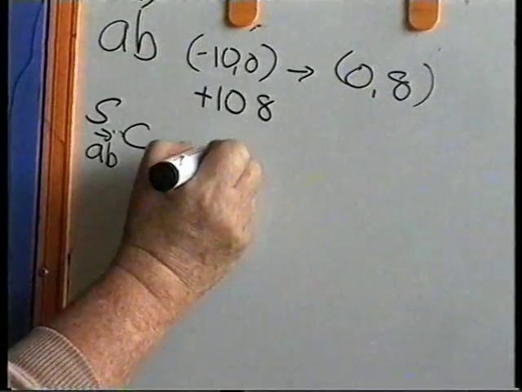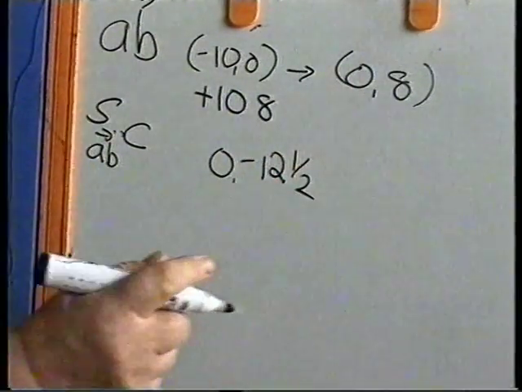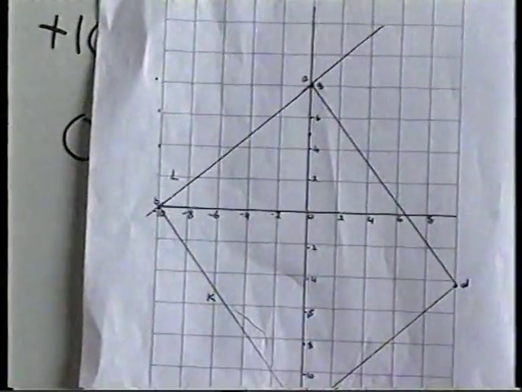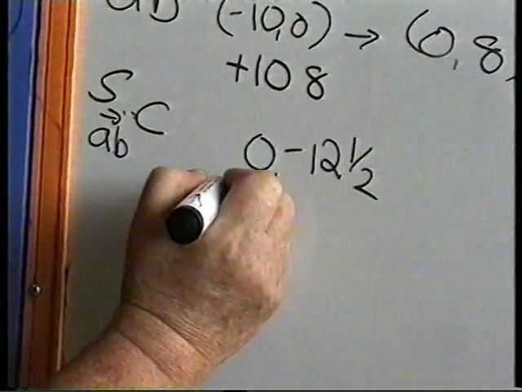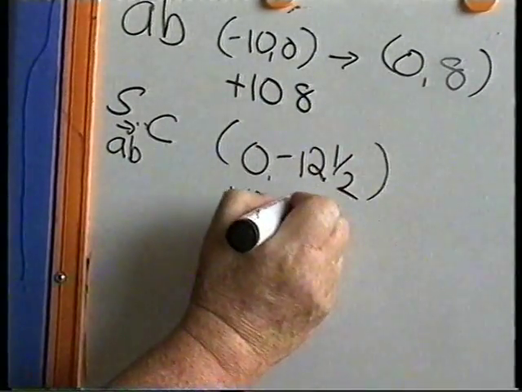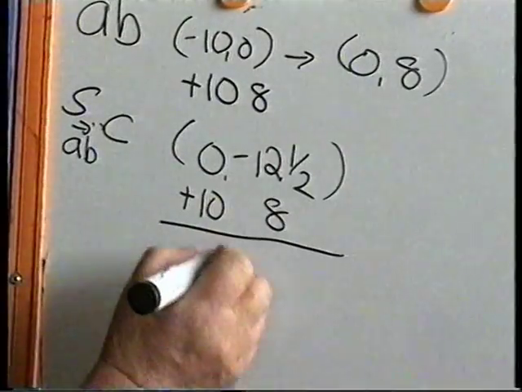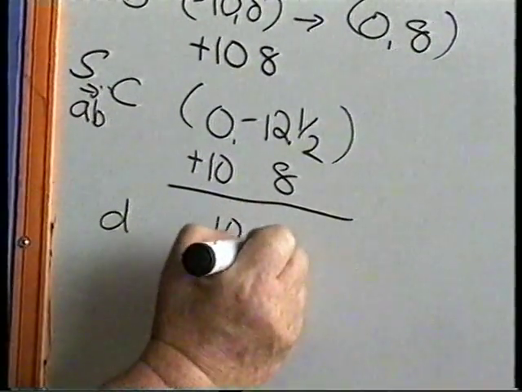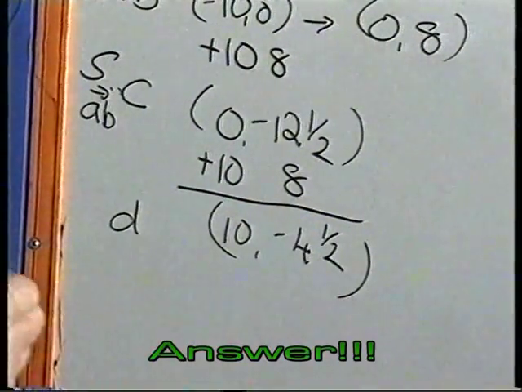Now C is 0, minus 12 and a half. There's C. C is 0, minus 12 and a half. So to get D, I have to move it forward 10 and up 8. So the point D is 10, minus 4 and a half. That is the point D.